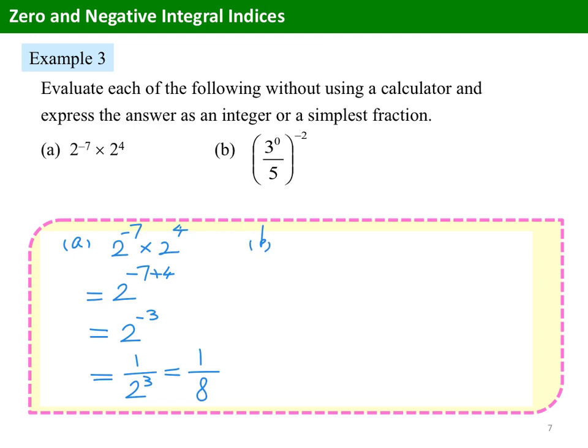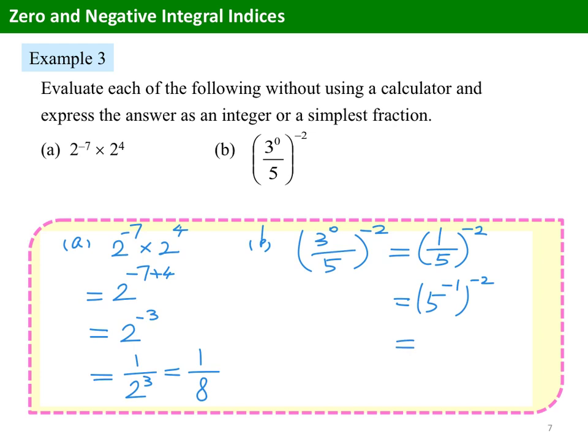For part B, 3 to the power 0 over 5 to the power negative 2. For the 0 index, 3 to the power 0 is equal to 1, over 5 to the power negative 2. 1 over 5 you can write in the form 5 to the power negative 1, and then to the power negative 2, which is equal to 5 squared, equal to 25.